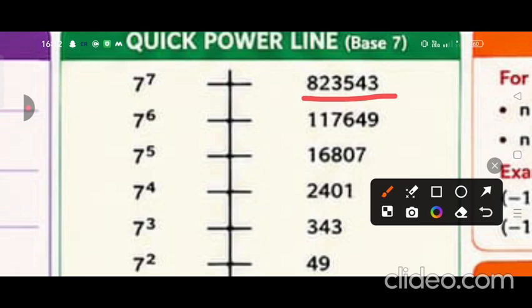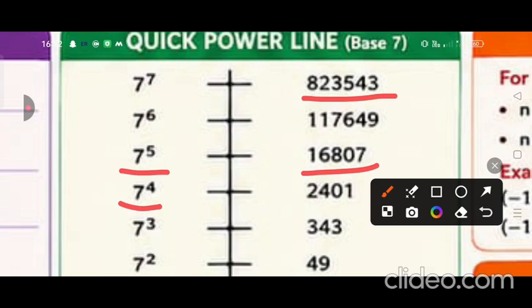And 8,23,543 divided by 7, we get 1,17,649. So at every step, we divide by 7. 7 raised to the power 6 divided by 7, we get 7 raised to the power 5. And 1,17,649 divided by 7, we get 16,807. 7 raised to the power 5 divided by 7, 7 raised to the power 4.